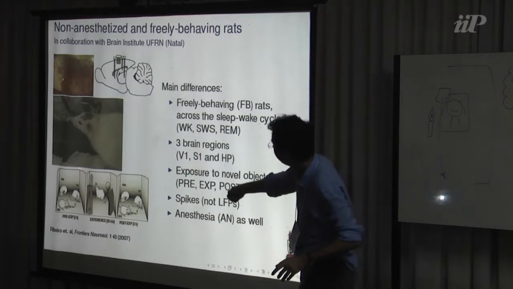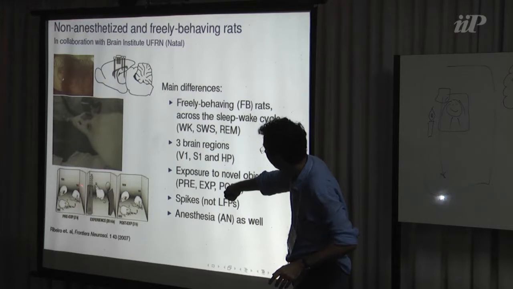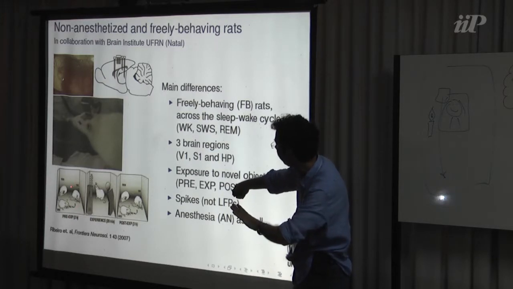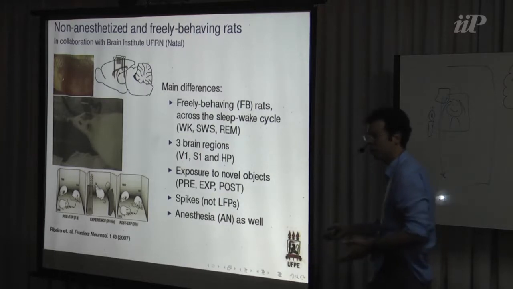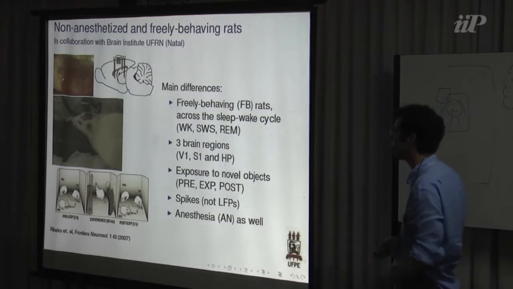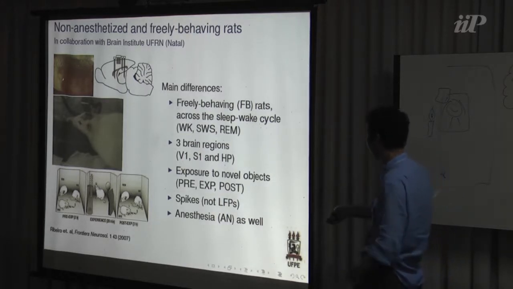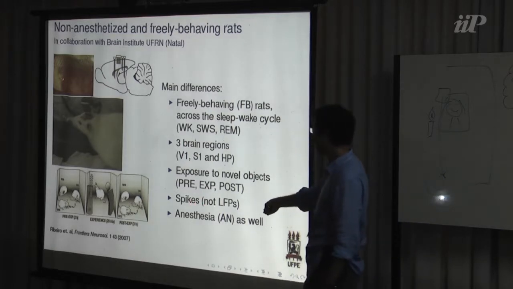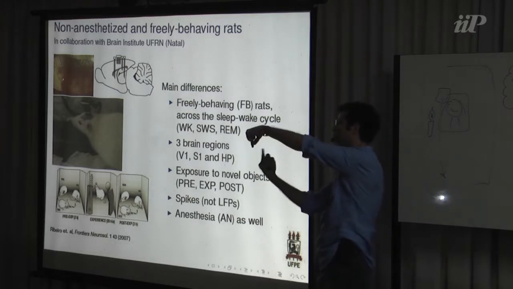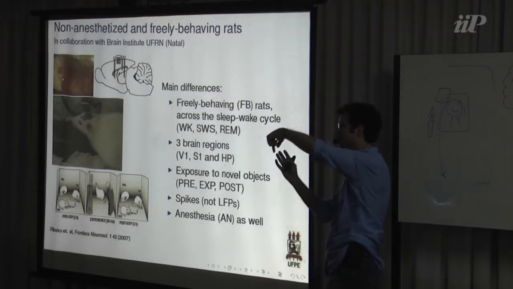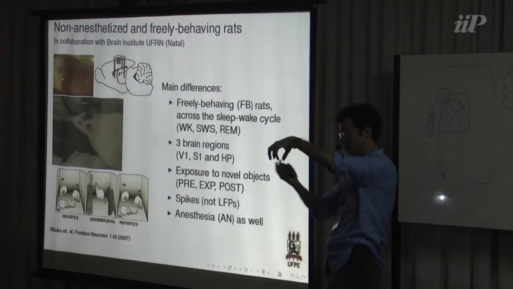And the rats were in a box for some time. They knew the box, so the box had no novelty. You put some novel objects for 20 minutes, and then they go to sleep again. Possibly Siddhartha has shown you this picture before. And we also did anesthetize animals. I'll come back to that later. And we did spikes, not local field potentials. So with spikes, you only measure what's around your electrode. You don't cover your whole tissue.